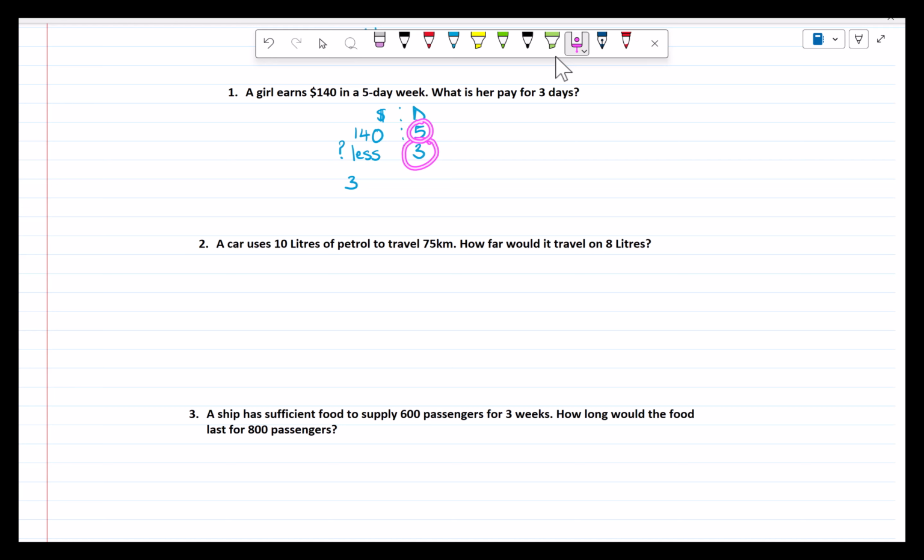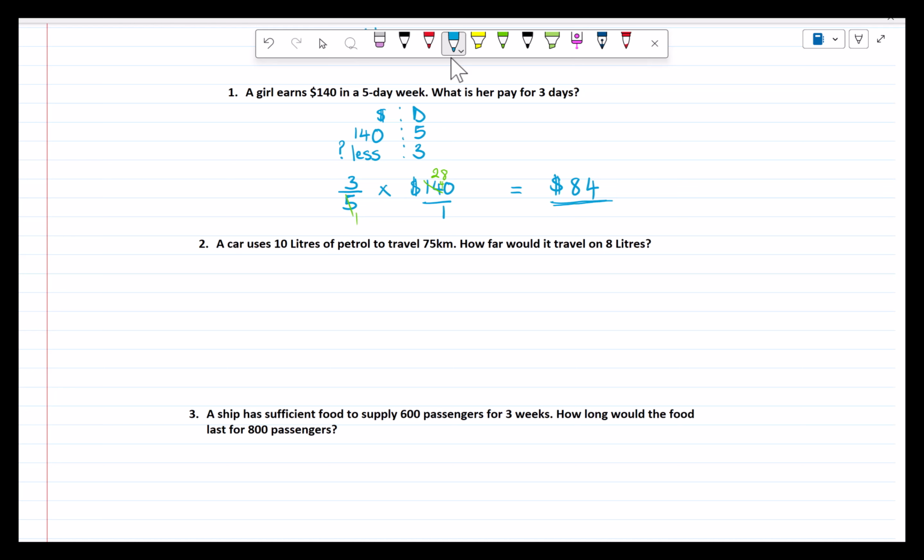So we're comparing 3 and 5. We say the lesser number, which is 3 over 5 times 140 over 1. And then we cancel 5 into 5, that is 1. 5 into 14, that is 2, remainder 4. And then 5 into 40, that is 8. And now we are left with 3 times 28, which gives us $84. That means her pay for 3 days is equal to $384.